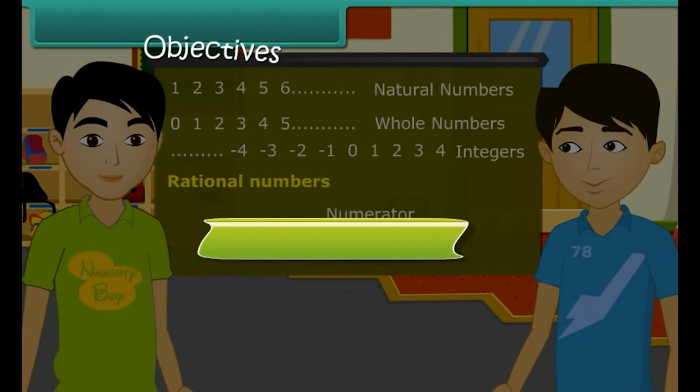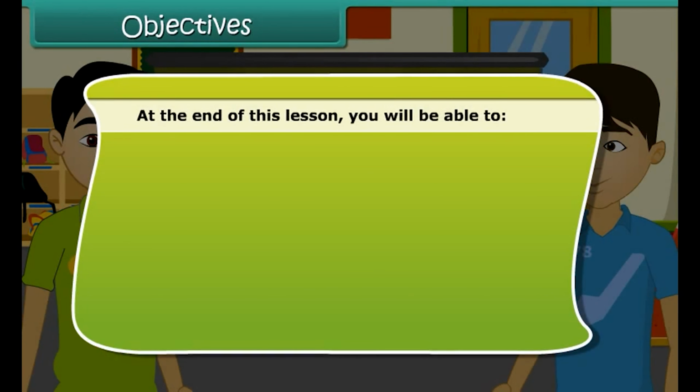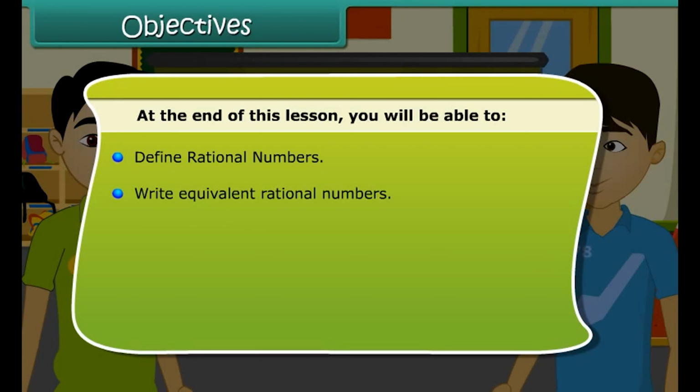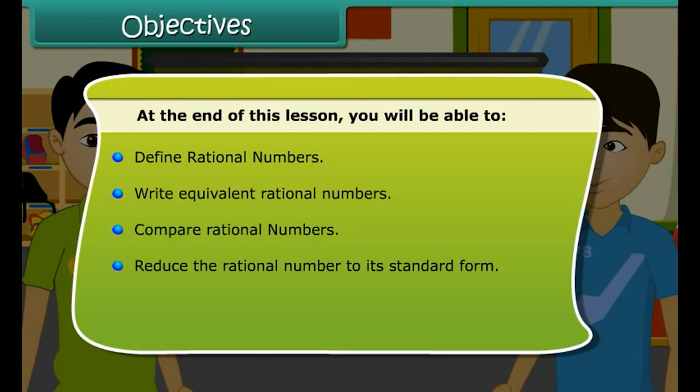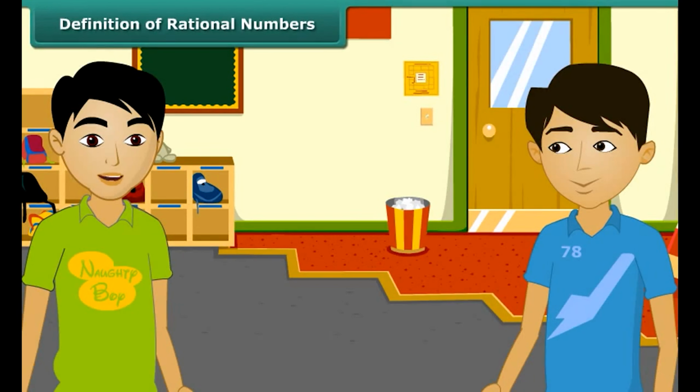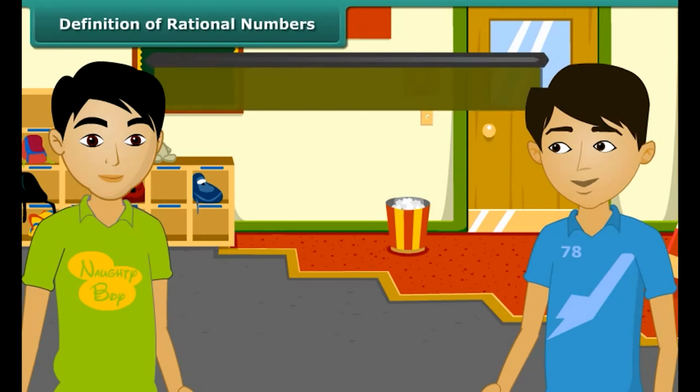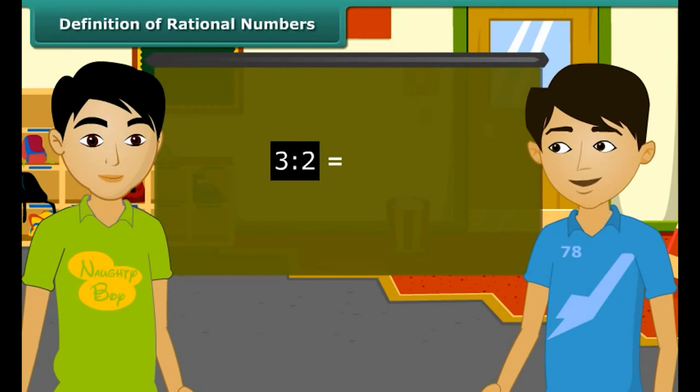Objectives. At the end of this lesson, you'll be able to define rational numbers, write equivalent rational numbers, compare rational numbers, reduce the rational number to its standard form, add, subtract, multiply, and divide rational numbers. The word rational arises from the term ratio. You mean that a ratio like 3:2, which can also be written as 3/2, is a rational number?